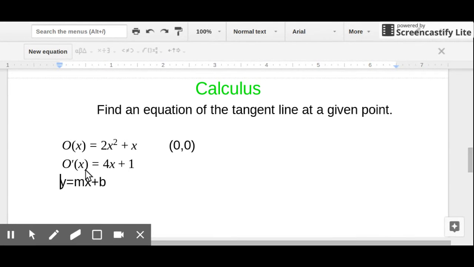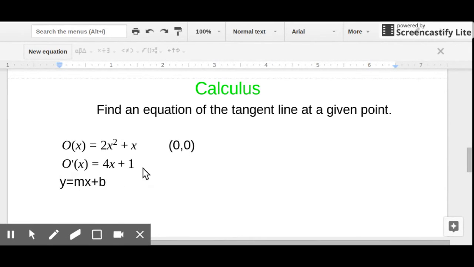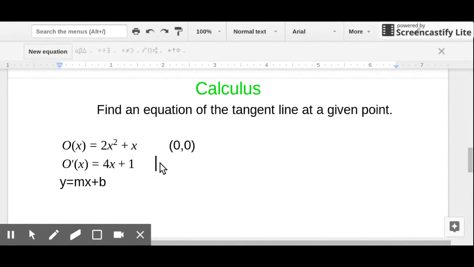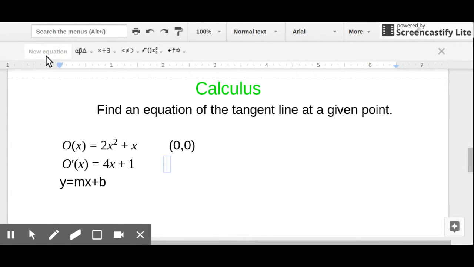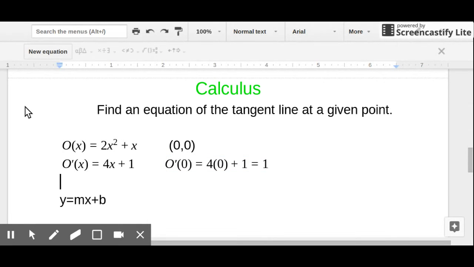All right, so now that we found the derivative, let's go ahead and find m. I'll just write that out over here. So O prime of 0, we're plugging in the x coordinate, and when we plug that in, we get 4 times 0 plus 1. And of course, that's going to simplify down to 1. So we have m is equal to 1, our slope is going to be 1.